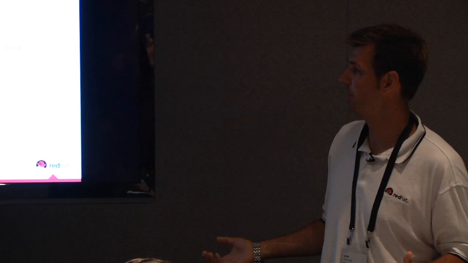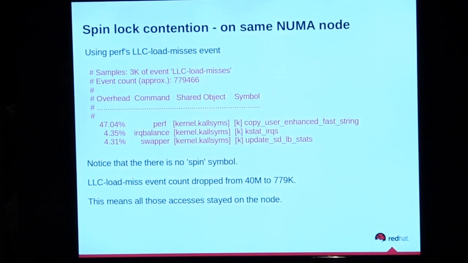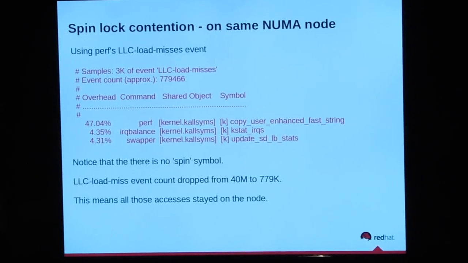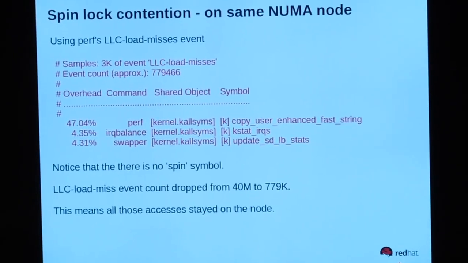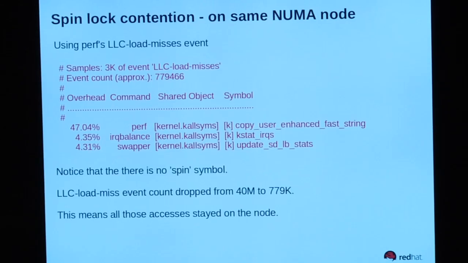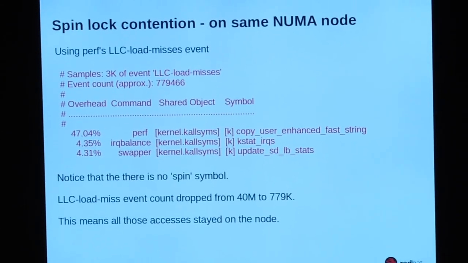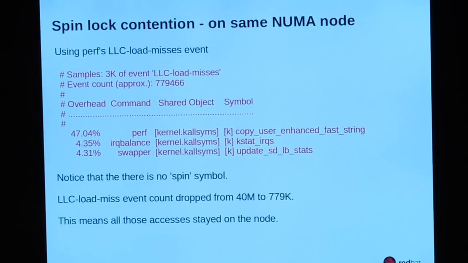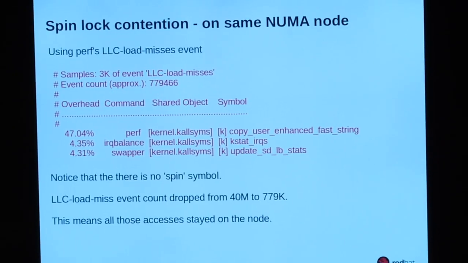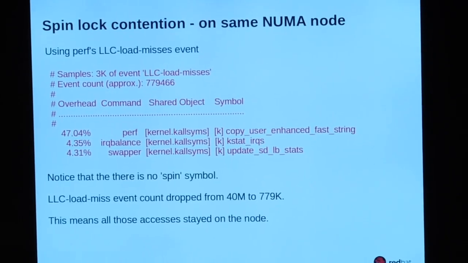Next slide. Here I'm looking at the LLC Load Miss event, and now I notice that my spin routine's gone. And this is usually a pretty good indication that everything's being hit in the LLC cache, because you're not going off chip anymore. So this is a positive step. We also noticed that the LLC Load Miss event dropped from 40 million down to 779K, which indicates that we're doing a lot less off-chip accesses.